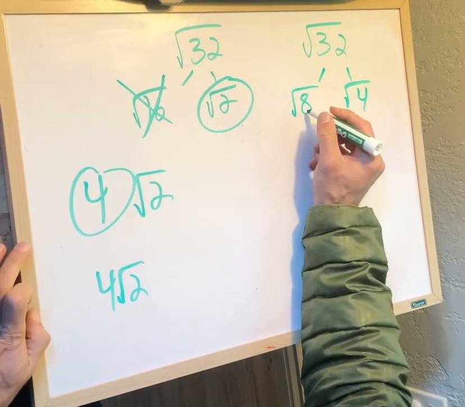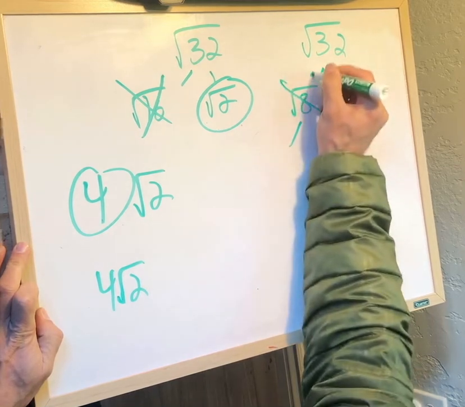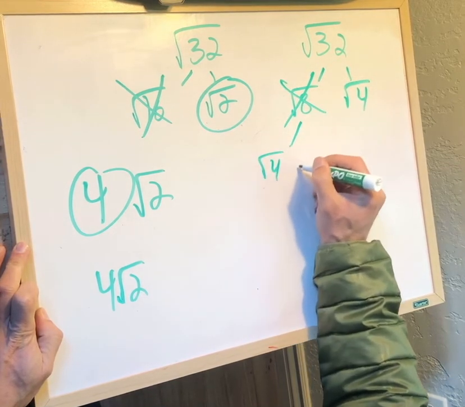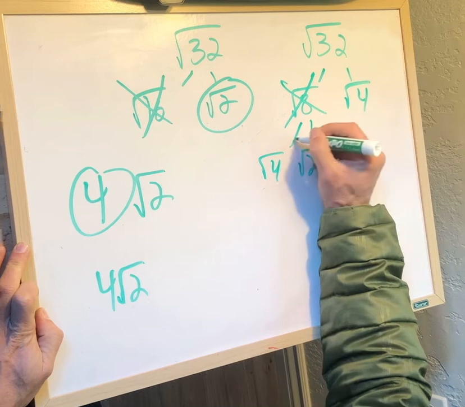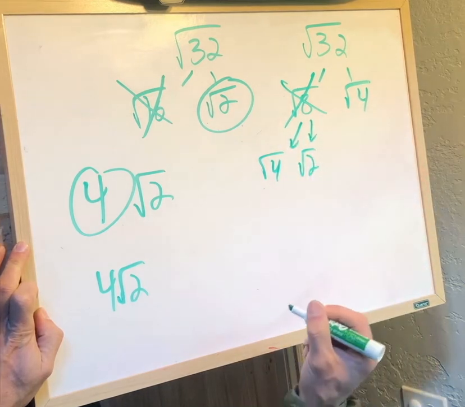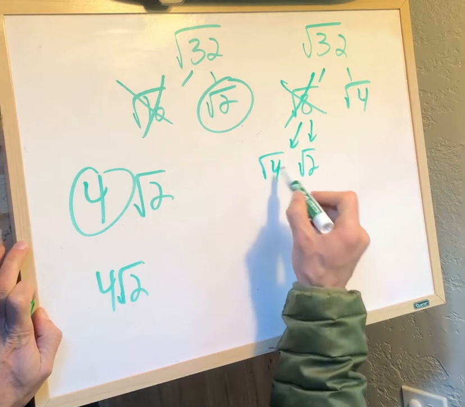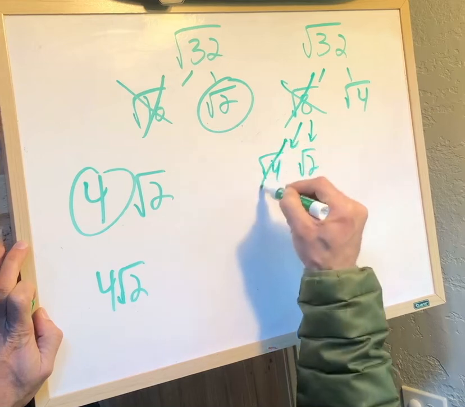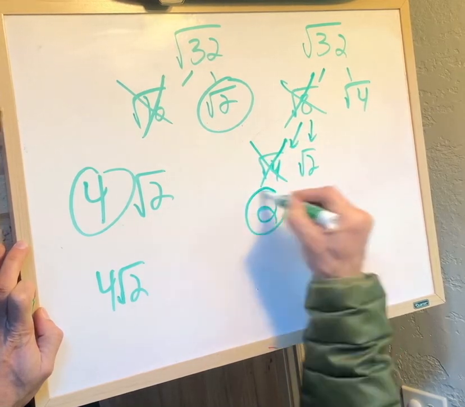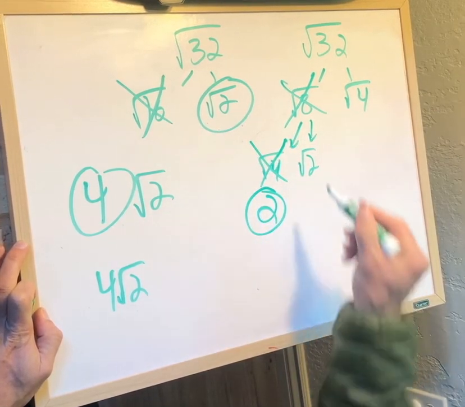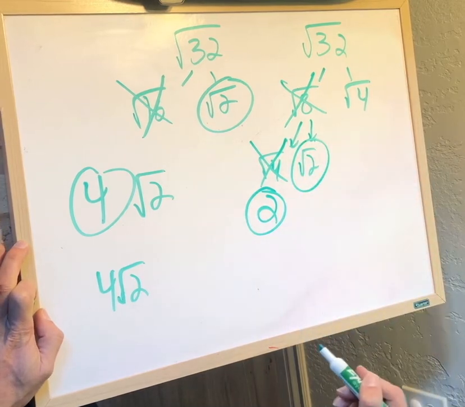Let's break this down. Square root of 8, I can break it down to the square root of 4 times the square root of 2. Okay, continue breaking down this left side. Square root of 4 is actually 2. There's nothing else I can do here.